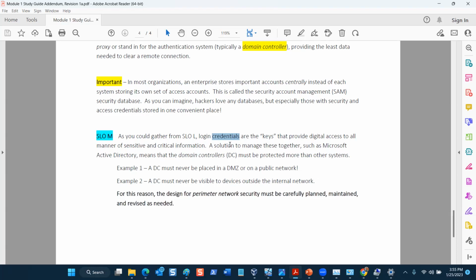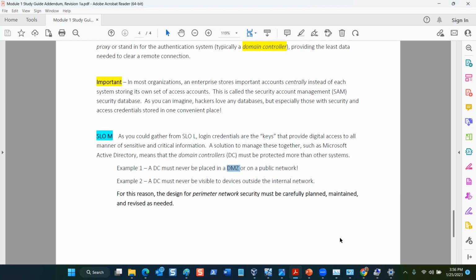The solution to manage these effectively has to do with that domain controller. But two important things about the domain controller: you never put them near the public network in a DMZ. Has anyone ever heard of the term DMZ? No. So a DMZ is a screened network. It's filtered by a firewall, and it's where your public systems are placed.